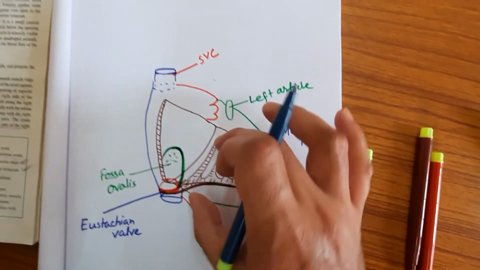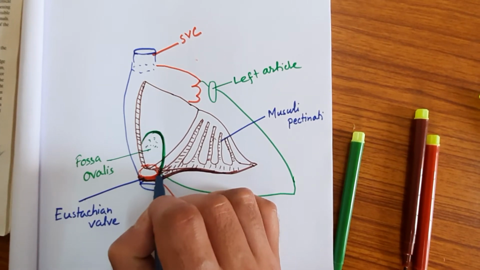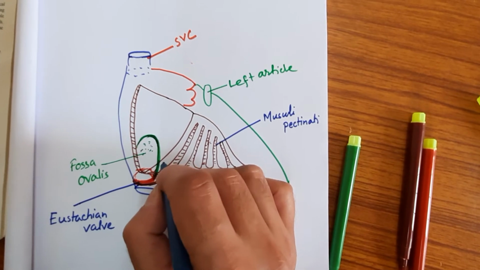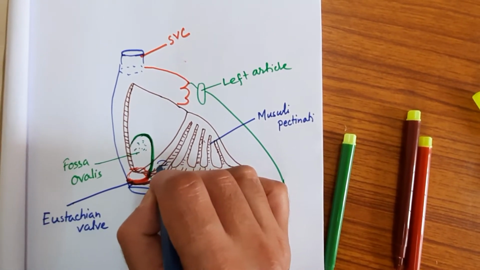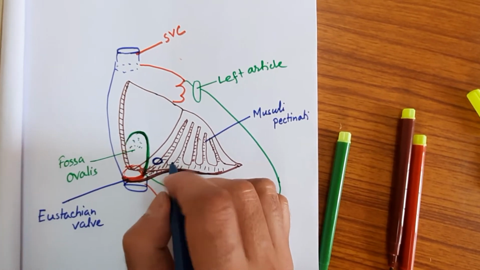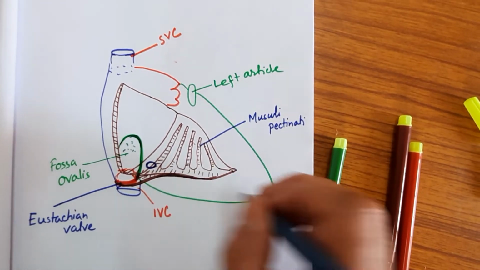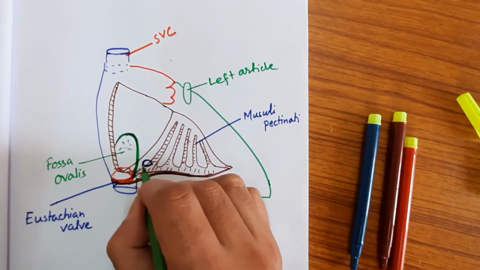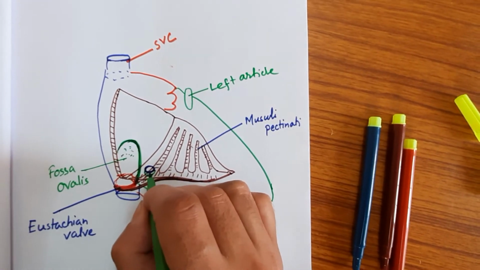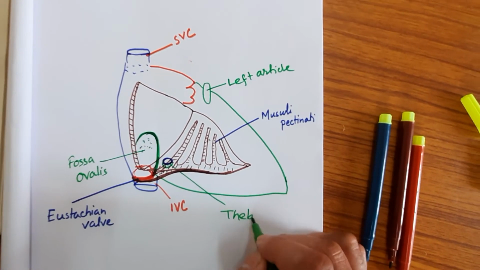So in between this right atrioventricular orifice and the opening of the inferior vena cava, there will be one opening, and this opening is known as the opening of the coronary sinus. In this area I have drawn. This coronary sinus also contains one semicircular valve in the lower part. This is actually an incomplete semicircular valve, and this is known as the Thebesian valve.